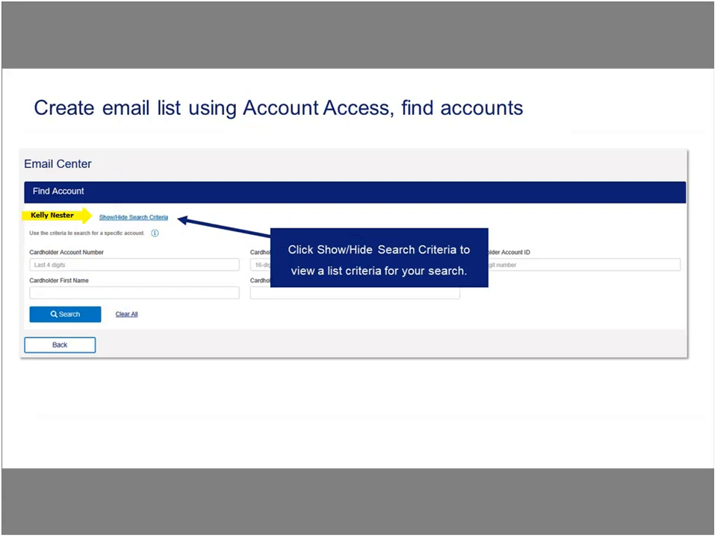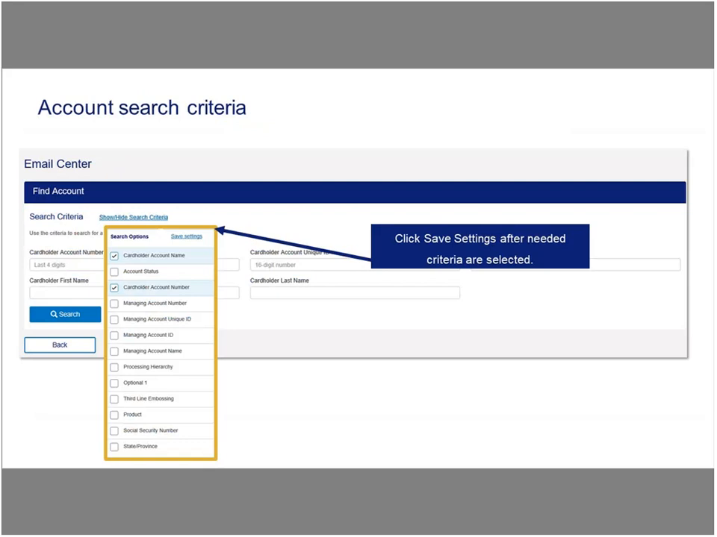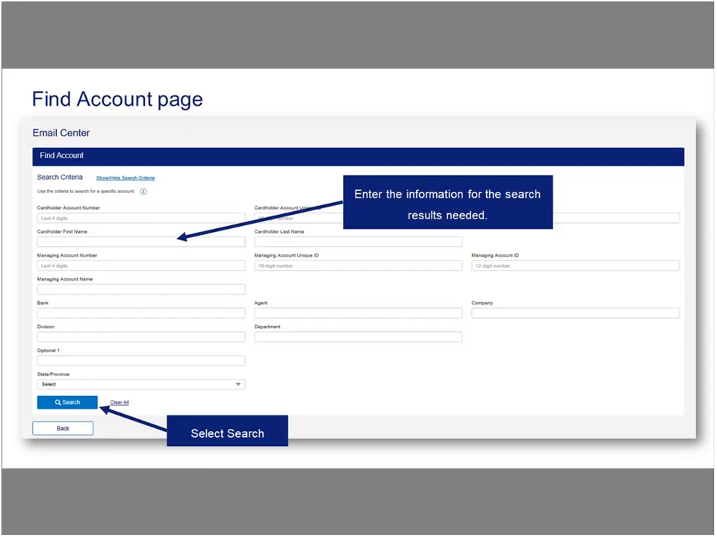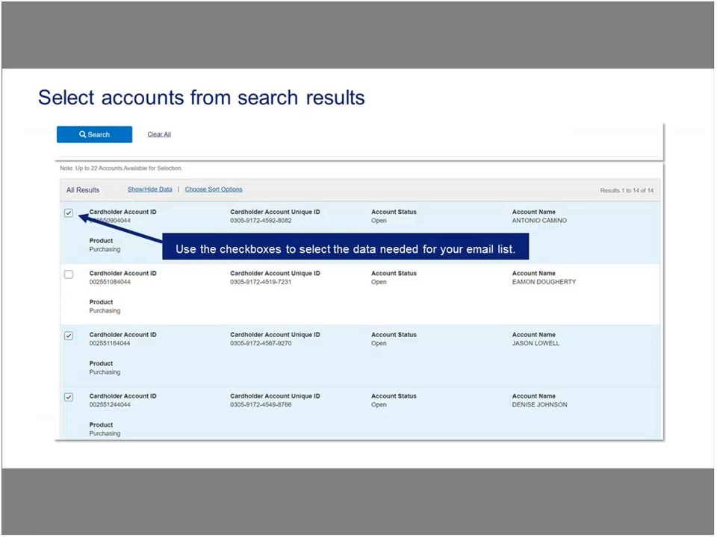Now, when you're choosing your accounts, you have some options for showing and hiding the search criteria. If you just want to go with the default, which is usually sufficient, then you can just click your search button there, and then you'll see some more options for those search results. And once you have found your accounts, then you can select them using the checkboxes.